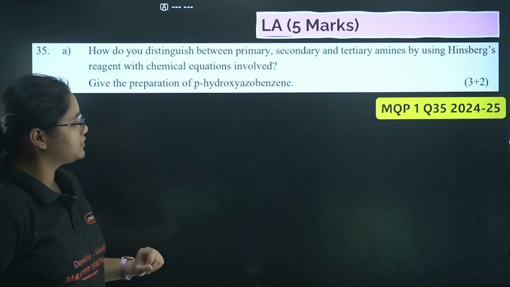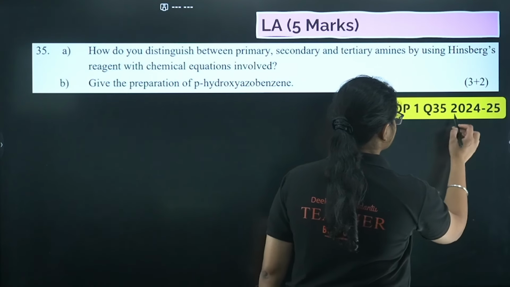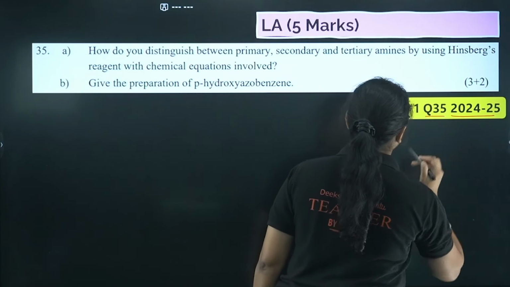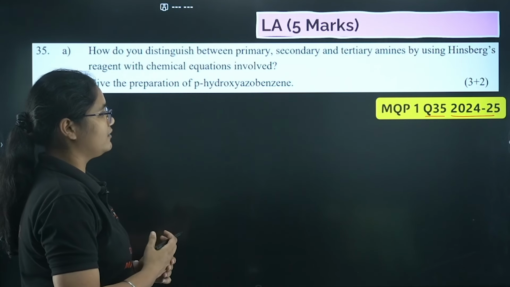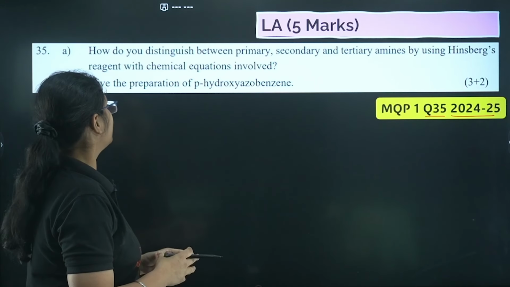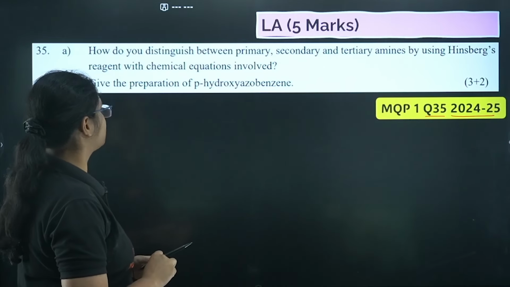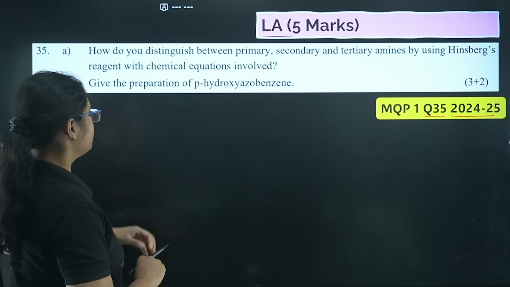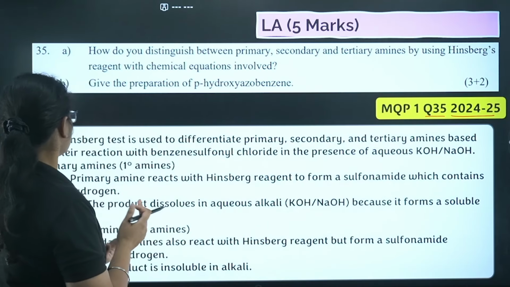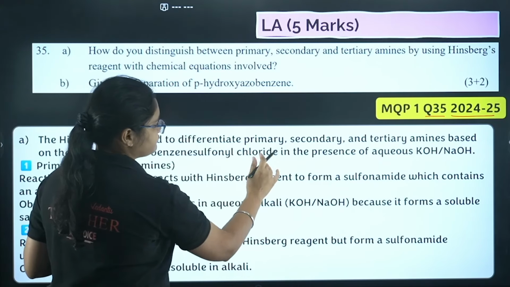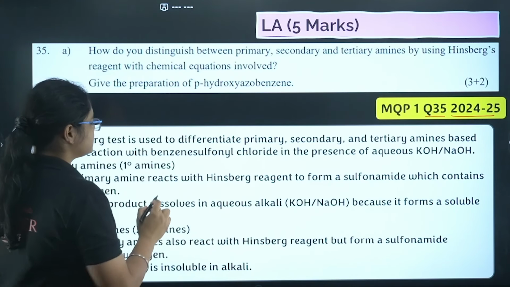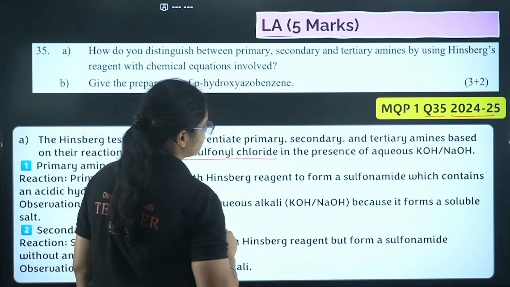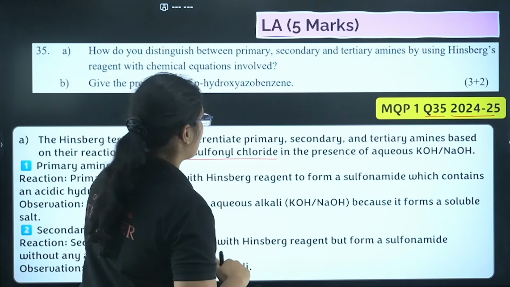Next, we'll see a question from the model question paper of 24-25. Question number 35: How do you distinguish primary, secondary and tertiary amines using Hinsberg reagent with chemical equations involved? First of all, the Hinsberg test is used to differentiate between primary, secondary and tertiary amines. And what is this Hinsberg reagent? This is benzene sulfonyl chloride. And how do we use this?